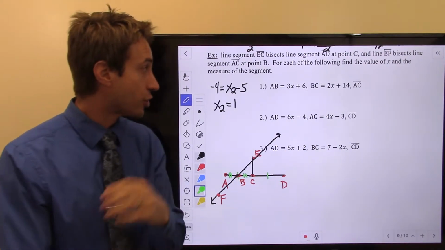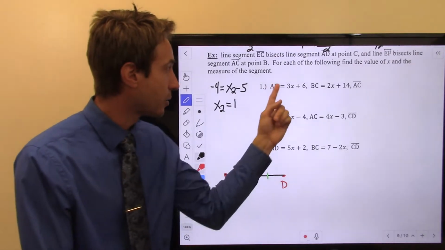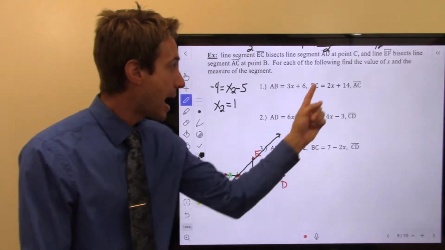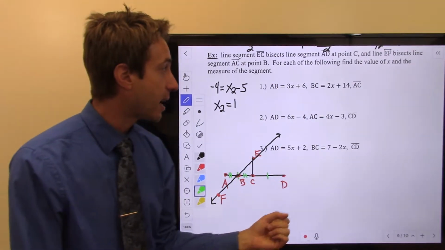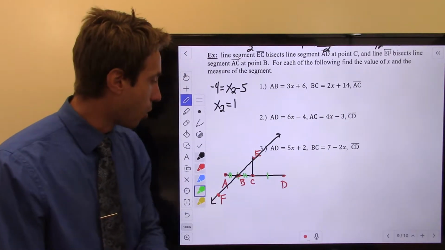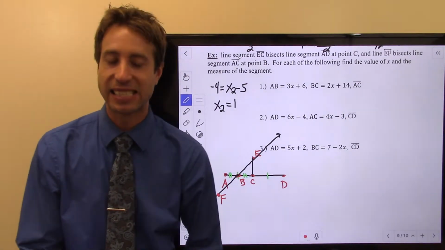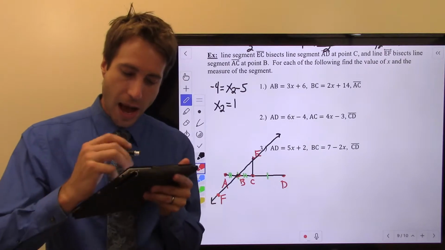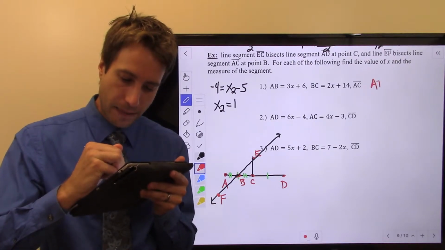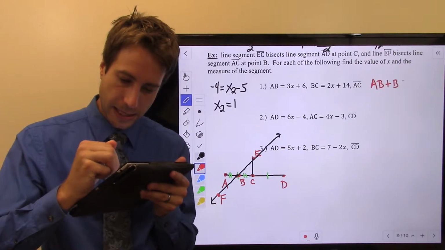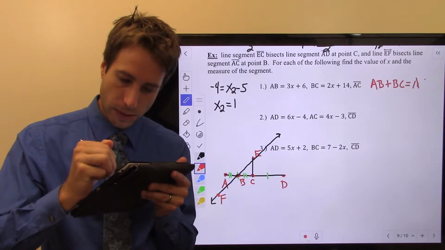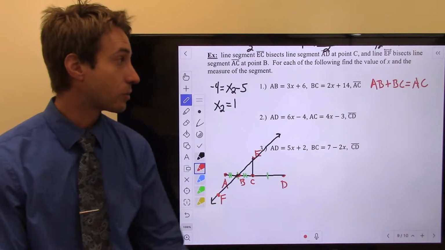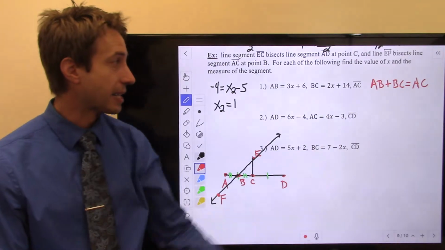All right, here we go. Let's just jump right into it. Here's what I tell you. I tell you that AB, that guy right there, and BC, that guy right there. I want to know what is AC. Hey guys, this is the segment addition postulate. I know that AB plus BC is equal to AC, right? That's what I know. They want me to find AC.